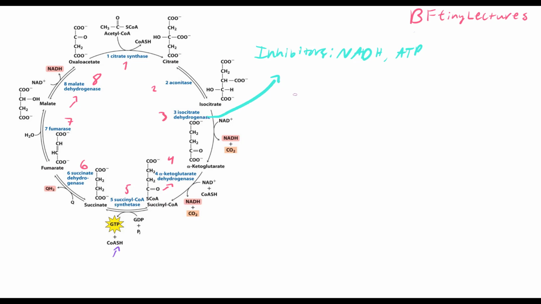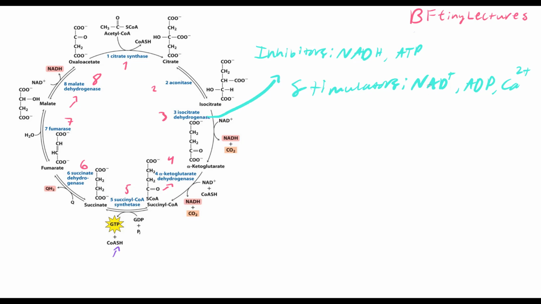But we do have a lot of stimulators for this one. We do have stimulators, and that is the NAD plus. We also have ADP and also calcium. So notice that these are opposites. These need to be reduced into NADHs. This one needs to be phosphorylated to create ATP, right? So we need to add a phosphate group to this guy to perform ATP.